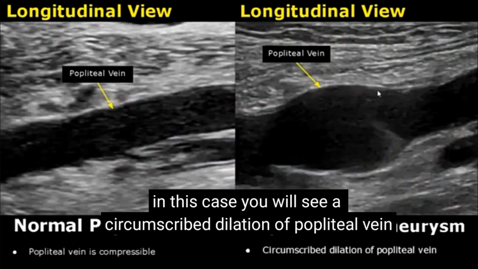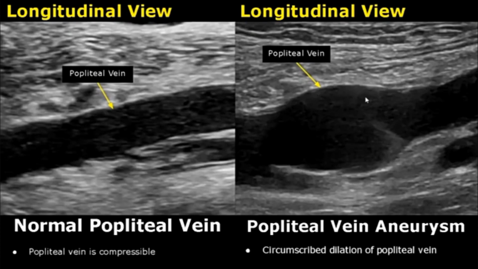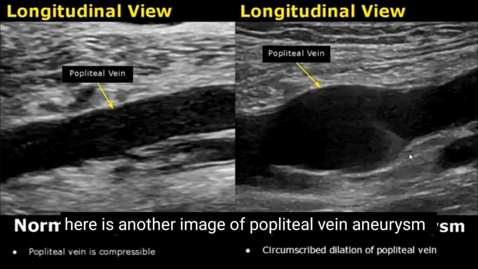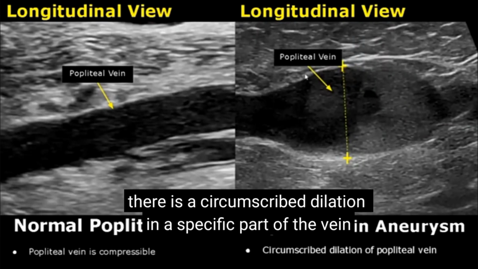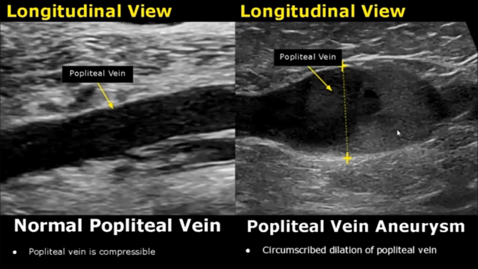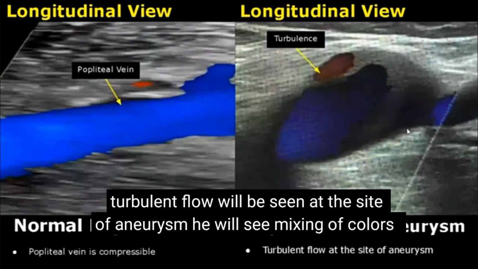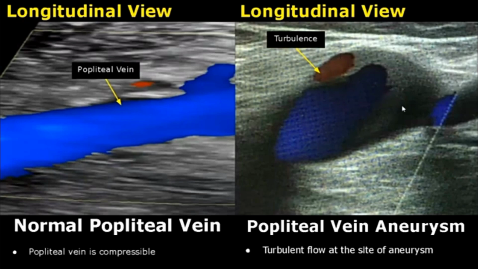Popliteal vein aneurysm is very rare. In this case, you will see a circumscribed dilation of the popliteal vein. Here is another image of popliteal vein aneurysm. Here is circumscribed dilation in a specific part of the vein. Turbulent flow will be seen at the site of aneurysm. It will be mixing of colors in color Doppler.